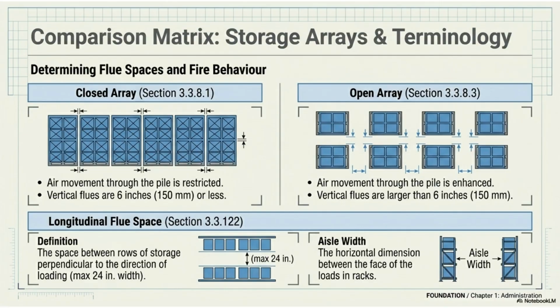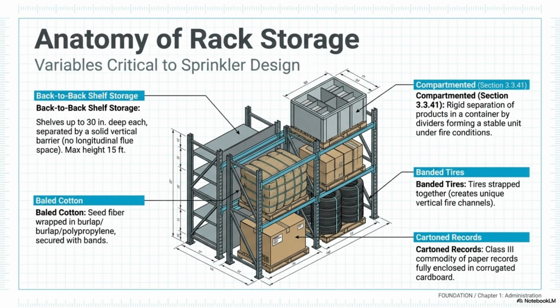Storage terminology distinguishes between closed array, restricting air movement, and open array, enhancing it. Vertical flues are 6 inches or less in a closed array. Longitudinal flue space and aisle width are also defined for storage arrays. The anatomy of rack storage involves critical variables for sprinkler design. These include back-to-back shelf storage, compartmented loads, banded tires, and cartoned records, each affecting fire behavior and suppression requirements.